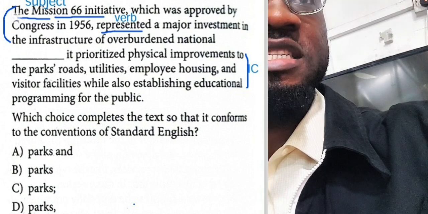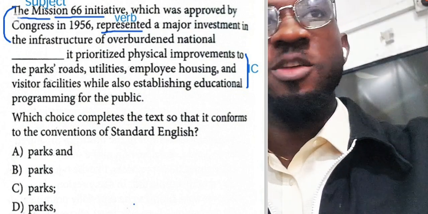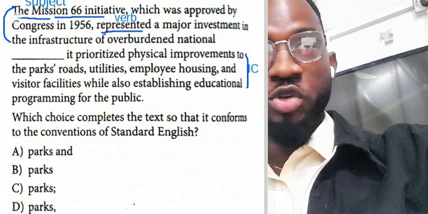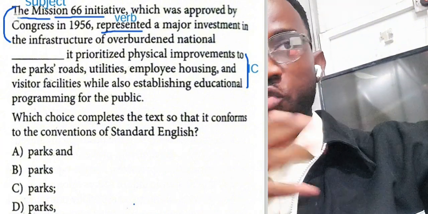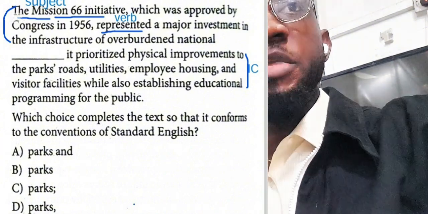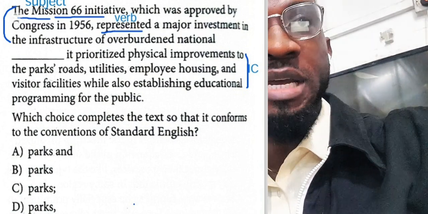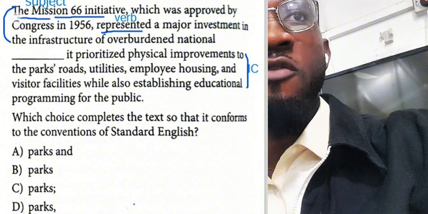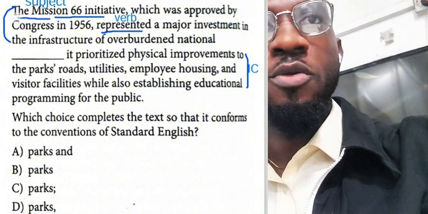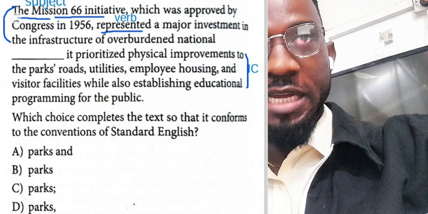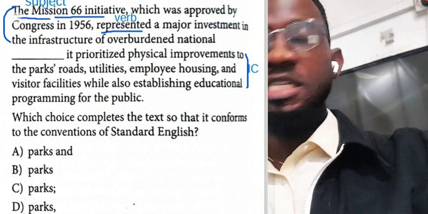The Mission 66 initiative, which was important to read off non-essential information when dealing with punctuation, so that they don't confuse your reading speeds, right? So the Mission 66 initiative represented a major investment in the infrastructure of overburdened national parks. I plug in the words in the option at the same time. Now, if you notice, that is the complete idea.